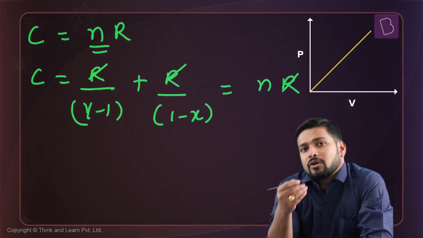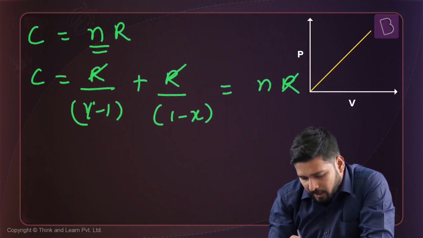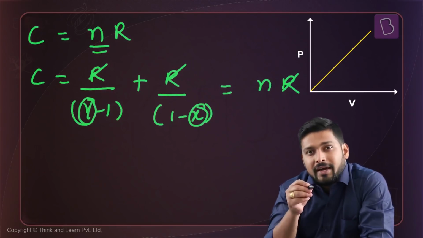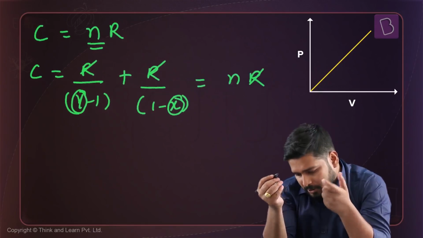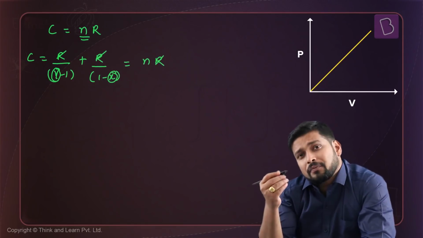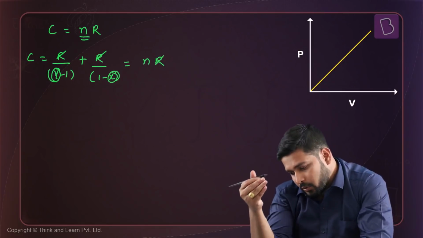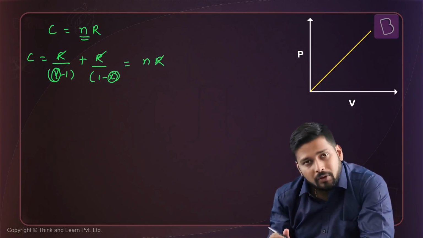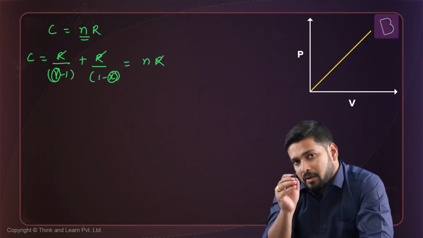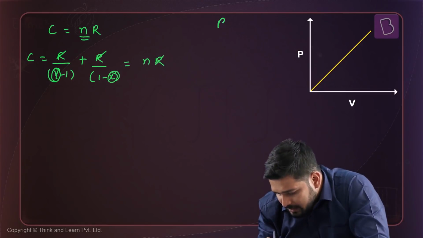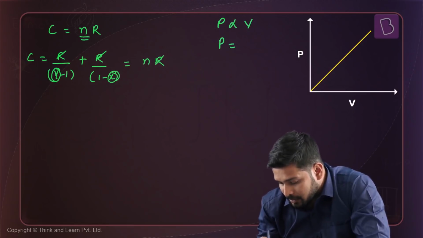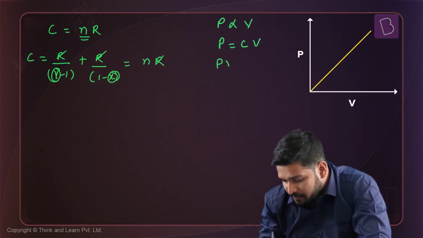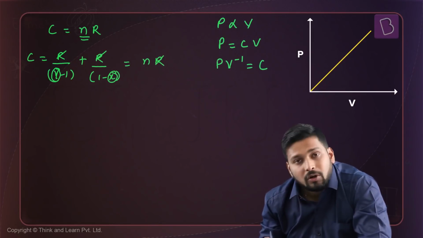Now to find this value of n, I need to know the value of gamma, and I need to know the value of x. So for x, I need to get the expression for this process. If I look at this graph, I know that this line is straight and it passes through the origin. This gives me one very important piece of information, that P is directly proportional to V, right? Or I can write P equals some constant into V, right? Or I can write PV to the power minus 1 equals some constant, right?